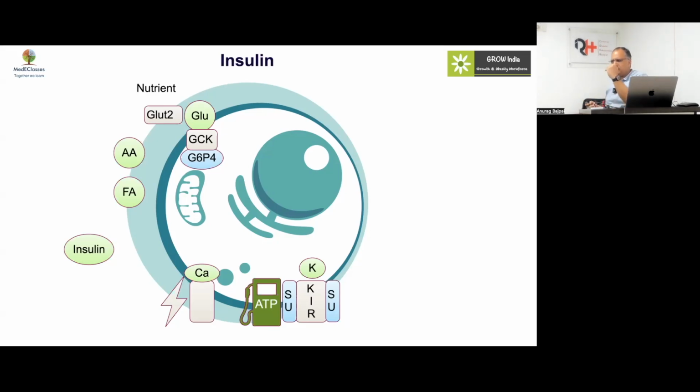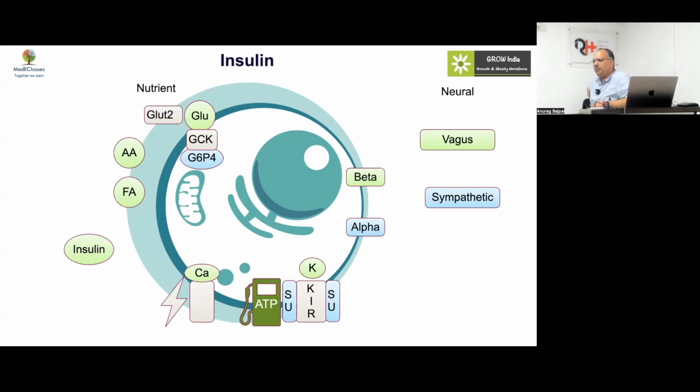So nutrient regulation is very important from the insulin perspective. Now, insulin is also regulated via neural control. So you've got the sympathetic pathway and the parasympathetic pathway, which has an impact as far as insulin is concerned. So what do beta and alpha receptors do in terms of insulin secretion?